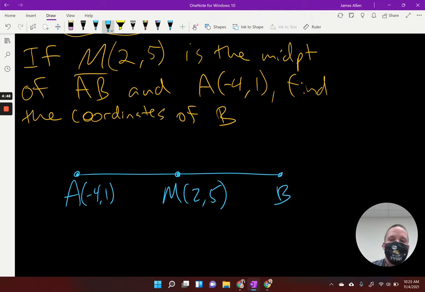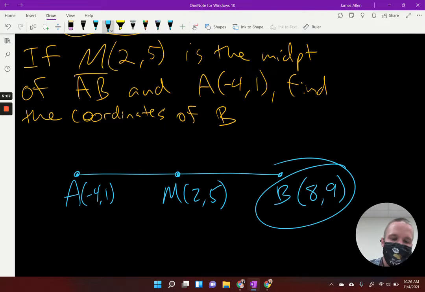So I've got to go from A. How do I go from -4 to 2? Well, I would add 6 to get there. So I'm going to add 6 again, and I end up getting 8, right? If I go from 1 to 5, that's adding 4 to get there. I'll add 4 again, and I'll get 9. Now my midpoint fits within those two. I've got the coordinates of that endpoint, which is (8, 9).